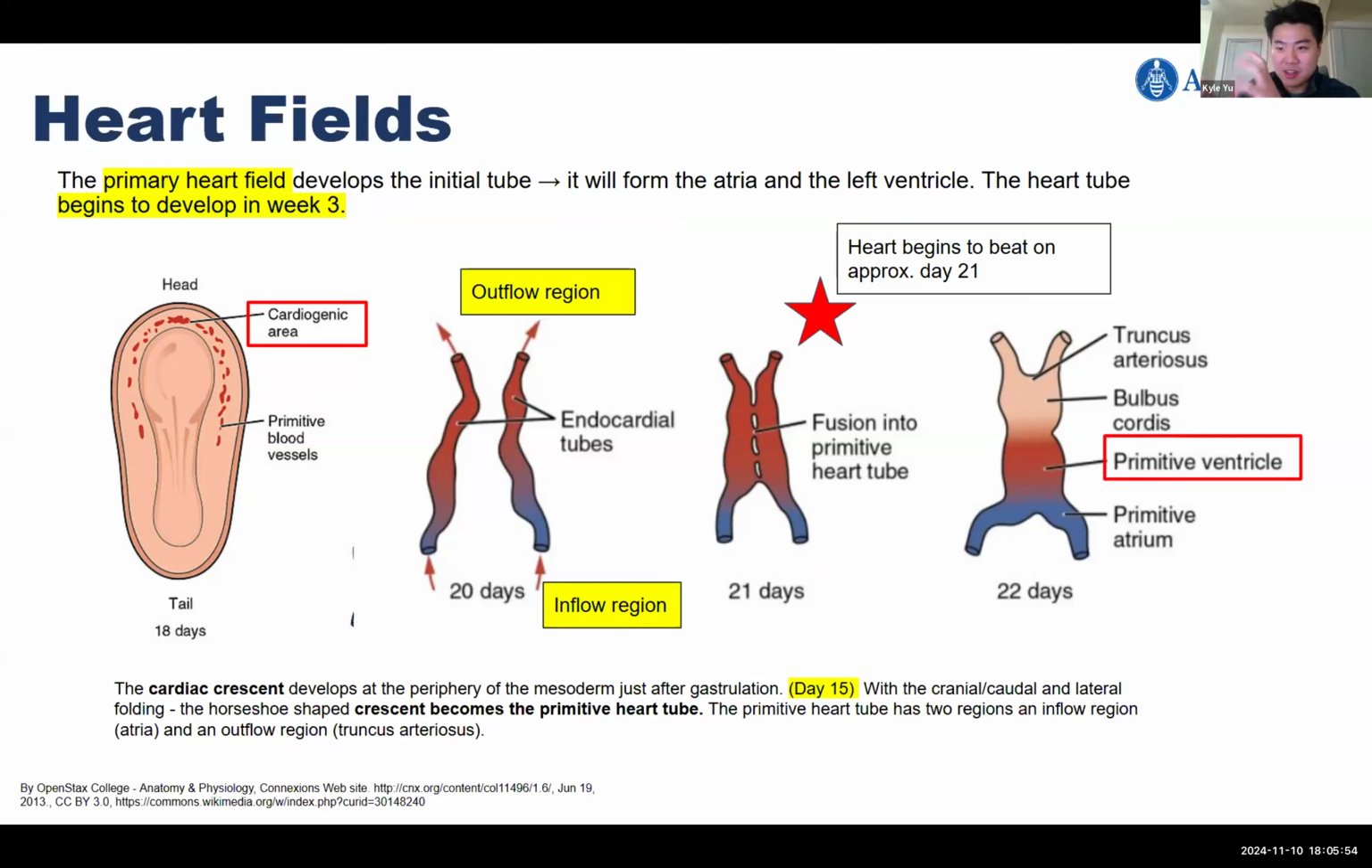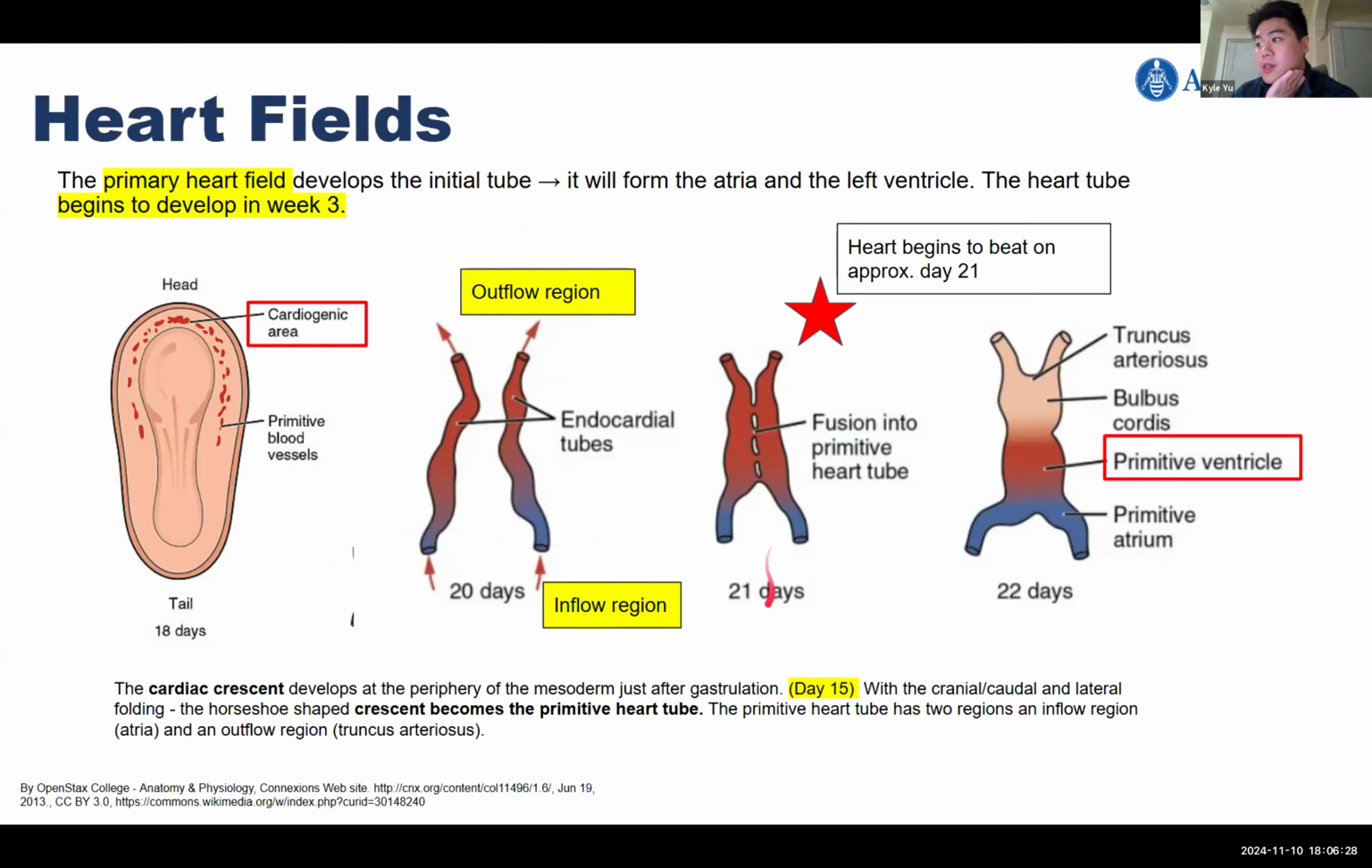With some folding and manipulation, it forms these tubes that you see here. This has an inflow region, which will eventually become your vena cava and your atria, and an outflow region, which will eventually become your truncus arteriosus. We'll get into this more in the next few slides, but something to point out is that these are flipped from the way you think. The outflow regions are on top and the inflow regions are on the bottom. Remember, cranial refers embryologically to toward the head, and caudal refers to away from the head.